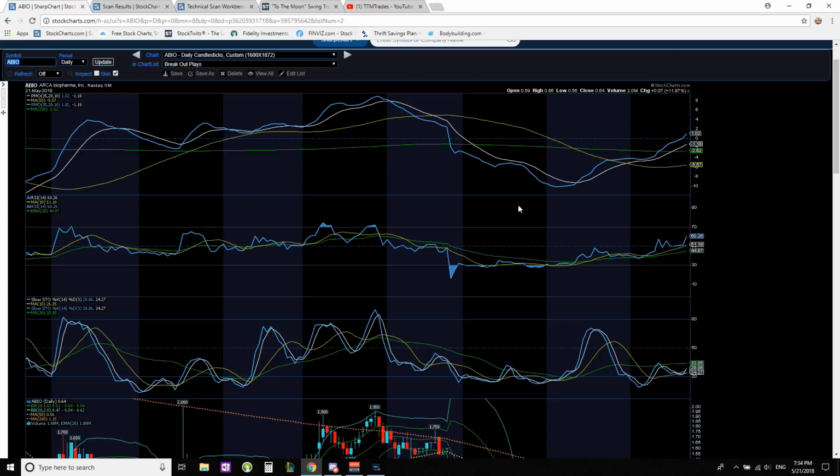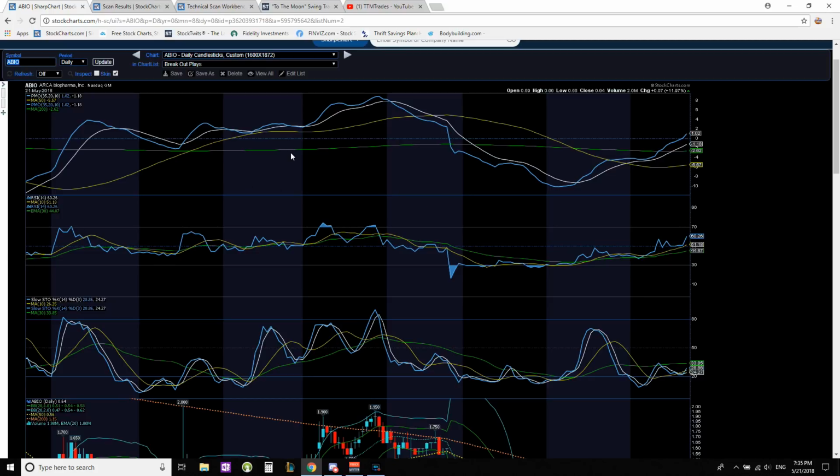Big thing, long story short, this is your PMO, your price momentum oscillator. It's pretty much a spin-off of your rate of change. Your blue line is the signal line that acts like a 10-period moving average, and then your white line is a 20-period moving average of the overall PMO calculation. So long story short, it is momentum.